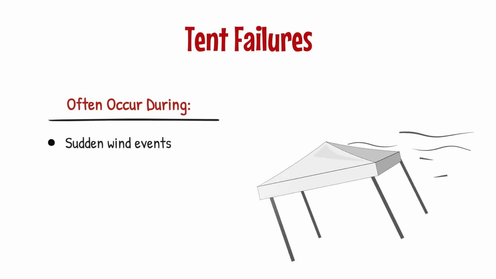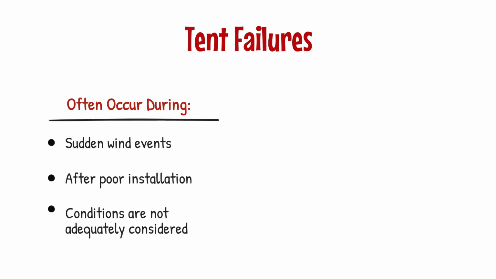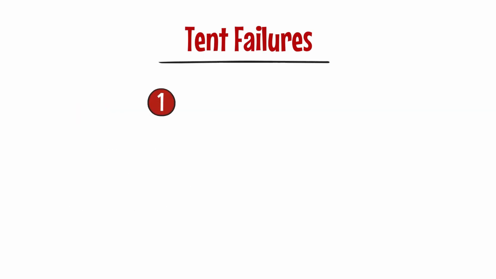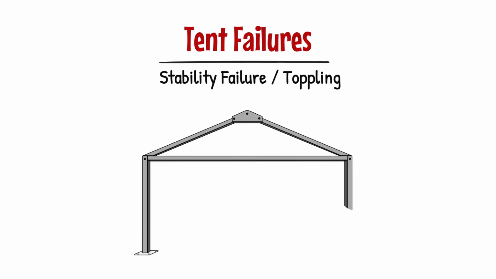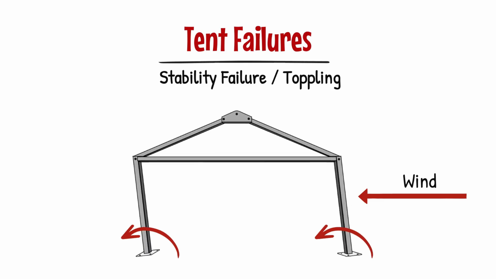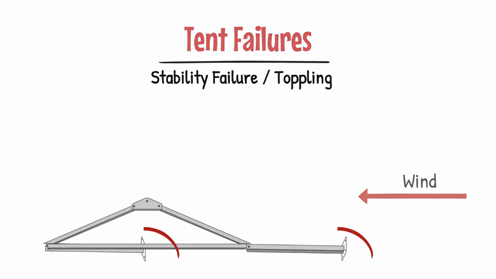Tent failures often occur during sudden wind events, after poor installation, or when site conditions are not adequately considered. There are two main types of failures that lead to tent structure collapses, though other failure modes do exist. Stability failure or toppling is caused by insufficient lateral bracing or inadequate rigid connections. The wind forces create progressive deformation of the frame. The posts rotate at their bases, causing the entire structure or portions of the tent to collapse.